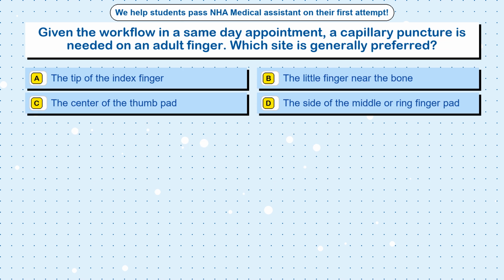Question 86. Given the workflow in a same-day appointment, a capillary puncture is needed on an adult finger. Which site is generally preferred? Option A, the tip of the index finger. Option B, the little finger near the bone.